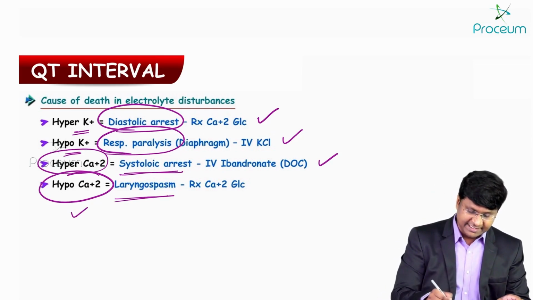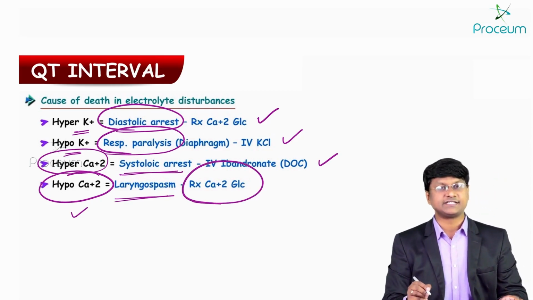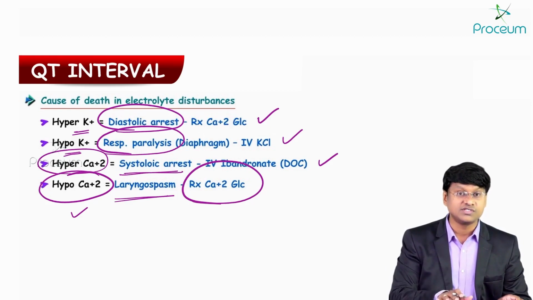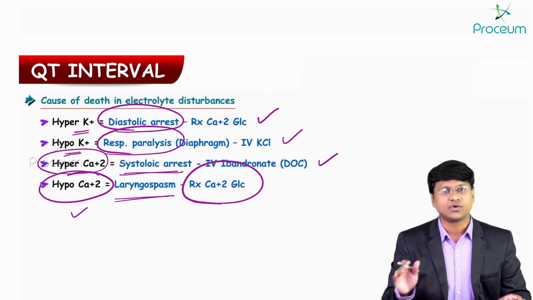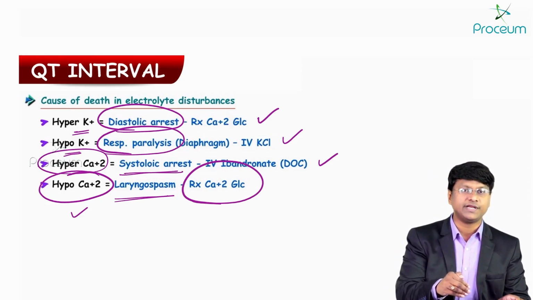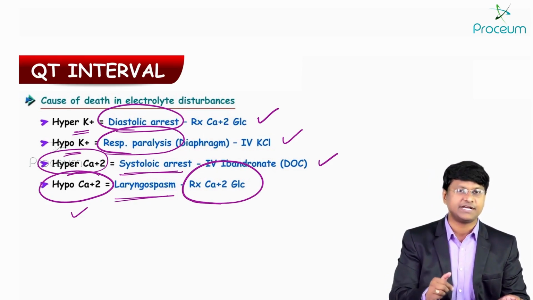And for hypocalcemia, the drug of choice is calcium gluconate. So these are all the various causes of death in various electrolyte abnormalities. One of the causes for short QT interval was hypercalcemia, which I have discussed now.